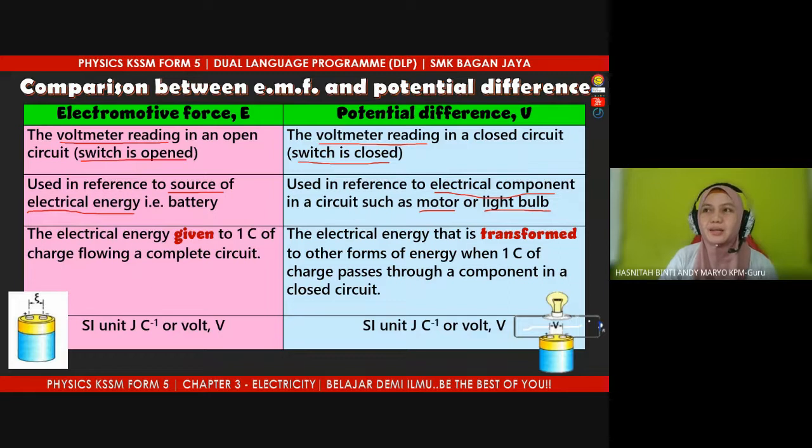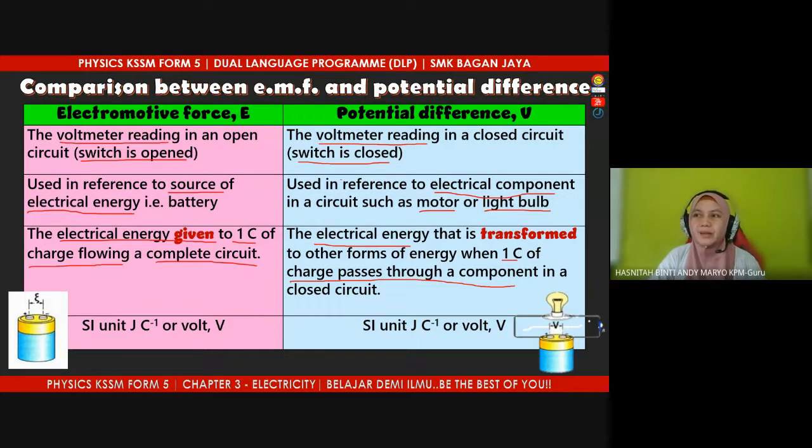Okay, and the third comparison you can write: EMF is the electrical energy supplied to 1 coulomb of charge flowing in a complete circuit. Meanwhile, potential difference refers to electrical energy transformed to another form of energy when 1 coulomb of charge passes through a component in a closed circuit.